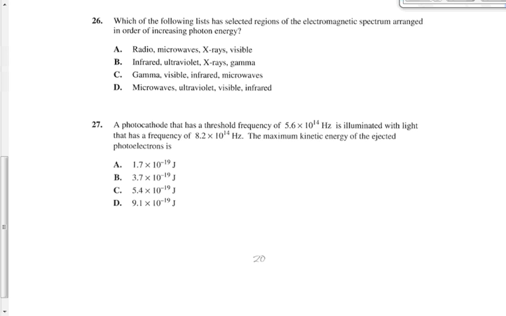Which of the following lists has selected regions of the EM spectrum arranged in increasing photon energy? Increasing energy, same as increasing frequency, gentlemen. And when we have increasing frequency, we know that we go radio waves, microwaves, infrared, visible light, ultraviolet, X-rays, and gamma rays. So it boils down to option B. Infrared, ultraviolet, X-rays, gamma rays.